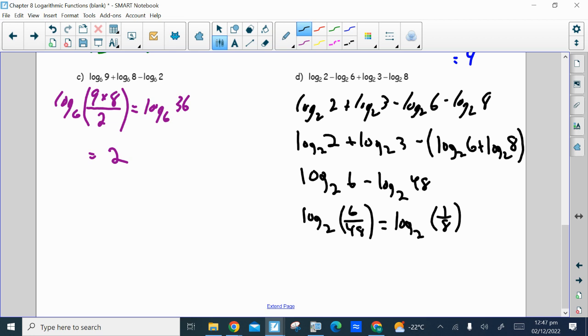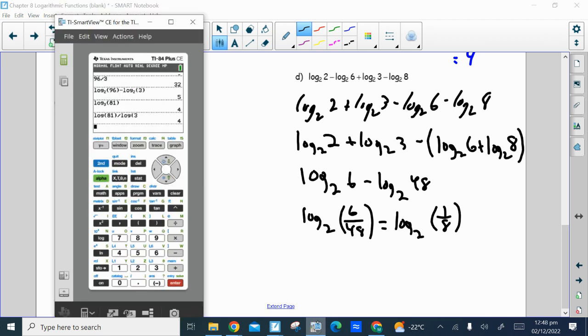So this is asking 2 to what power equals 1/8, which is negative 3. 2 to the negative 3 is 1 over 2 cubed, or 1 over 8. But you can get that on the calculator. Log base 2 of 1 over 8. Negative 3.